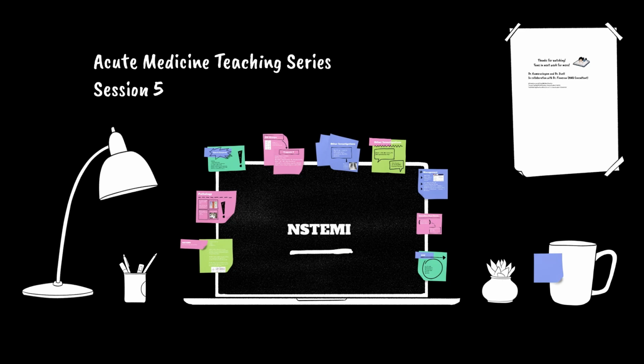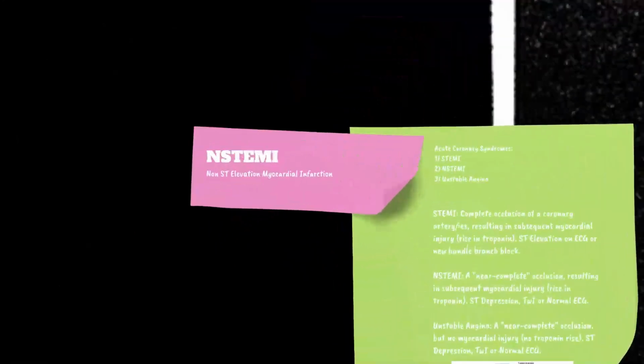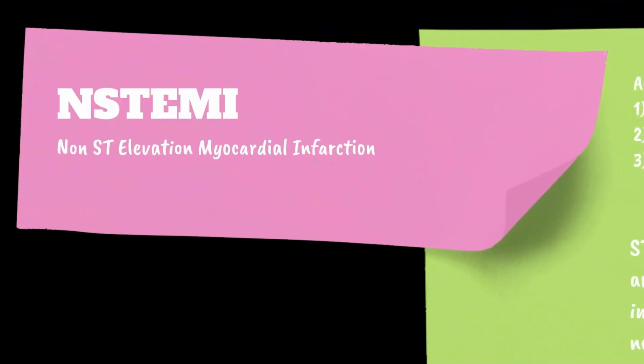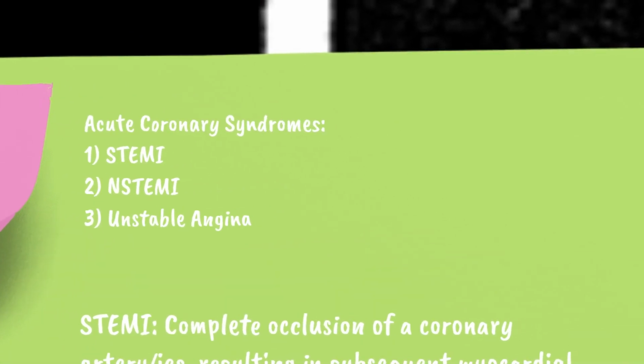During this 5th session, we will be talking about the management of NSTEMI. So what is an NSTEMI? An NSTEMI is one of the 3 types of acute coronary syndromes, namely STEMIs or ST elevation MIs, NSTEMIs or non-ST elevation MIs, and unstable angina.